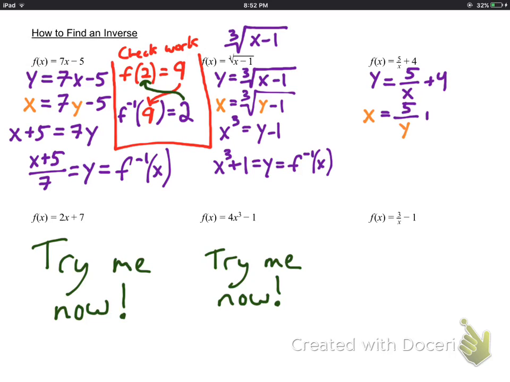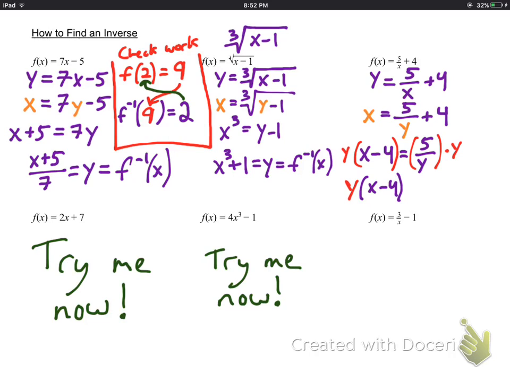Again, replace the f of x with y. I'm going to switch then the x and the y. That's the next step. Okay. At this point, the reason this is a little more difficult problem is because we now have a y in the denominator. So to get that out, I'm going to multiply both sides by y. I know some of you will probably try to multiply by 5, but remember when you multiply by a number, it gets multiplied by the top, by the numerator. Please don't do that, because that is not going to get that y out of the denominator.